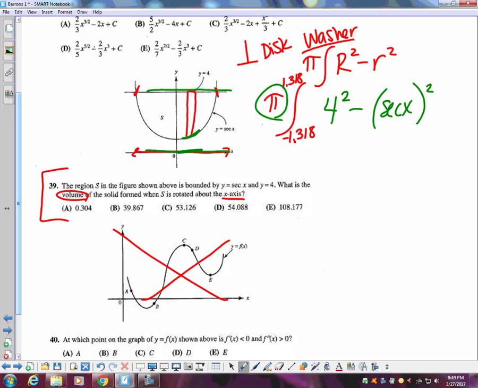Please don't forget your pi. Type your pi in first, and just straight type this in. Answer: 108.177. Type it in. Make sure you're good. Biggest mistake right here is forgetting the pi.